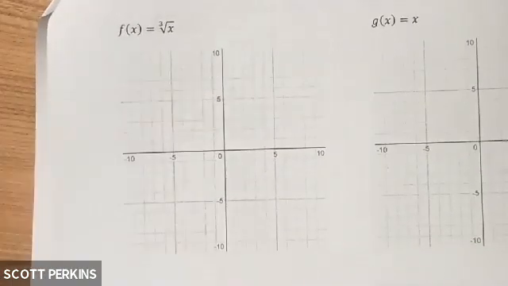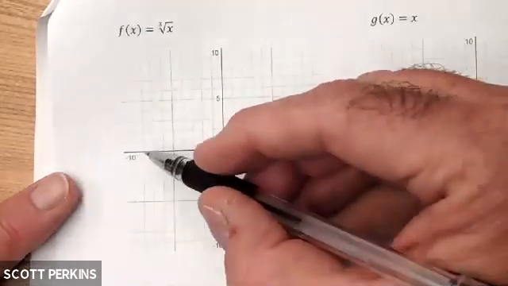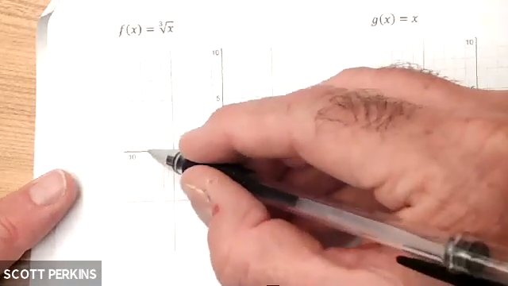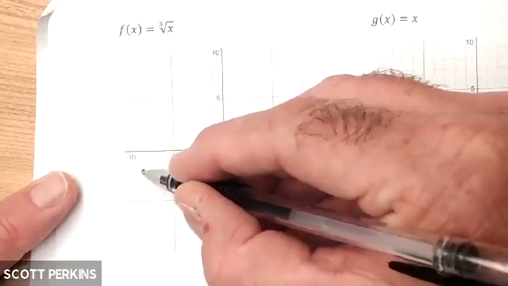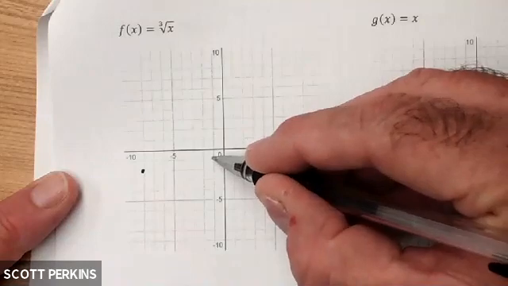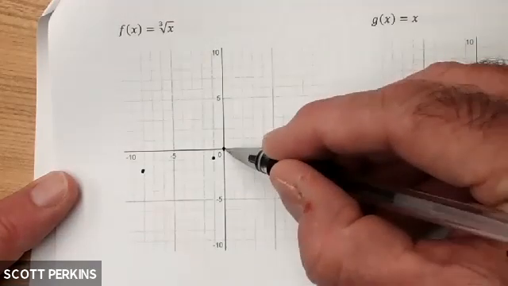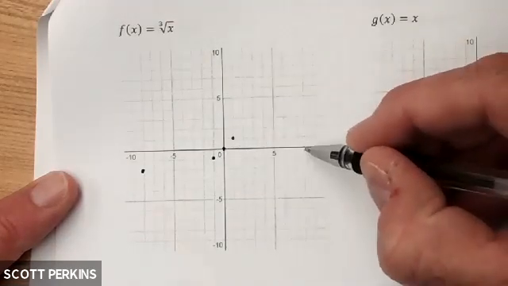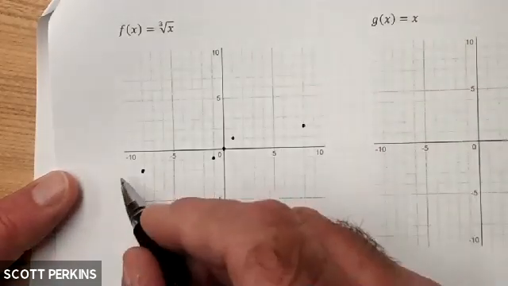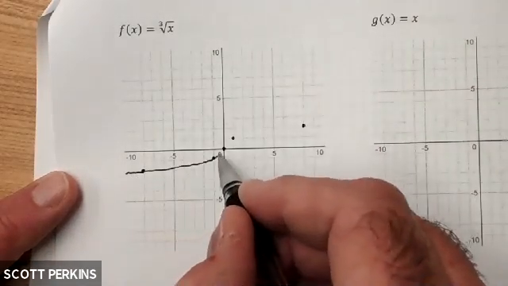The cube root function. Again, just like the square root function, I'm going to pick inputs that are nice and relaxing to take the cube root of. So I'm going to start all the way down here on the left with -8. Cube root of -8 is -2. The cube root of -1 is -1. 0 is 0. Cube root of 1 is 1. And then the cube root of 8 is 2. So here is my shape.